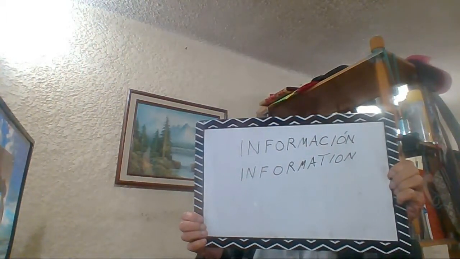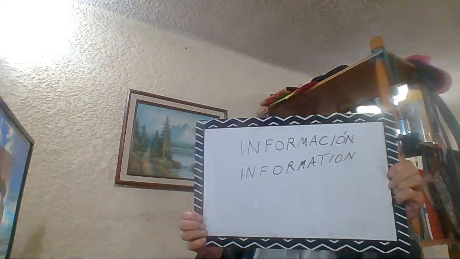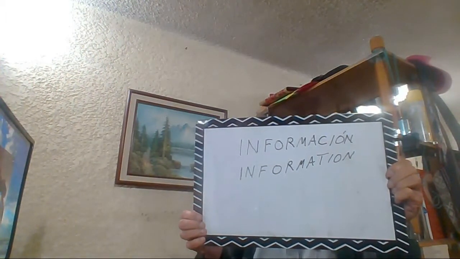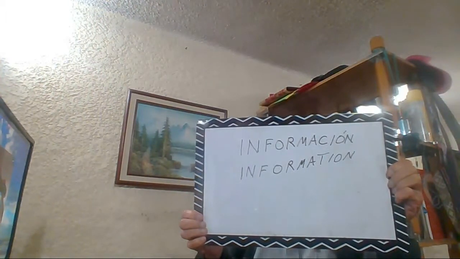Below is how it's spelled in English, and it's pronounced information. First, let me point out the fact the accent is on the MA, information. But it's not marked. You have no way of knowing that it's at that position if you don't hear it pronounced.